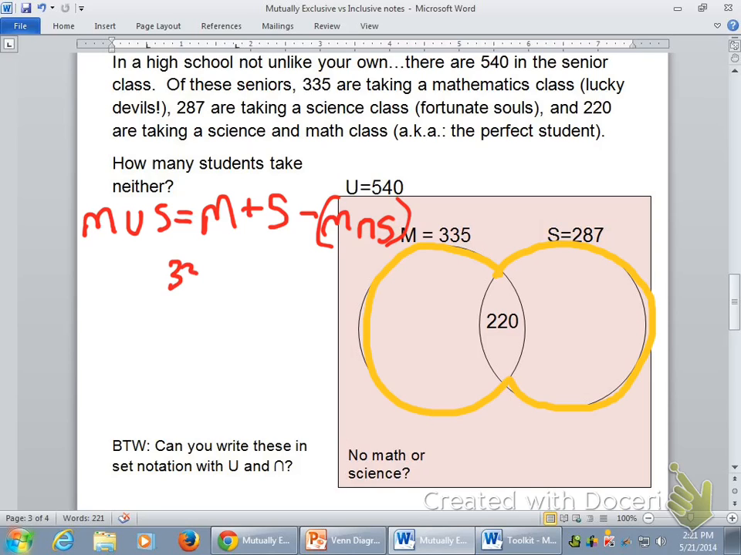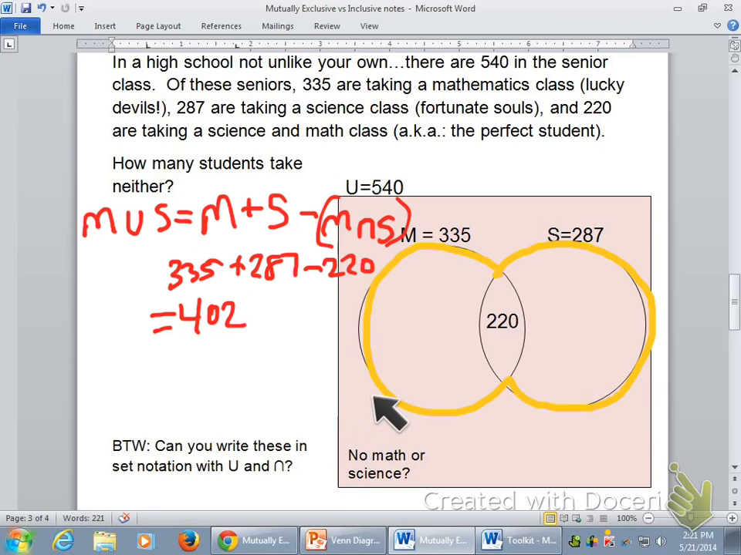So we've got what I just wrote down. We've got 335 plus 287. But we have to subtract the people that we accidentally counted twice, and that's counting 220 of those. And what does that end up being? How many students? So there ends up being 402 students in either math or science. Math or science. Well, where are the rest of them?